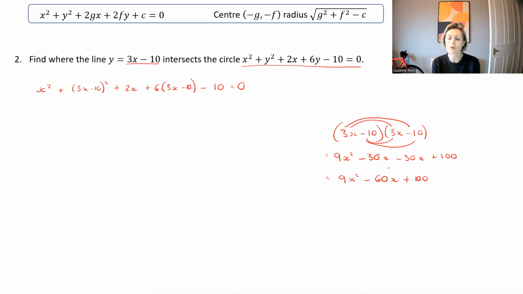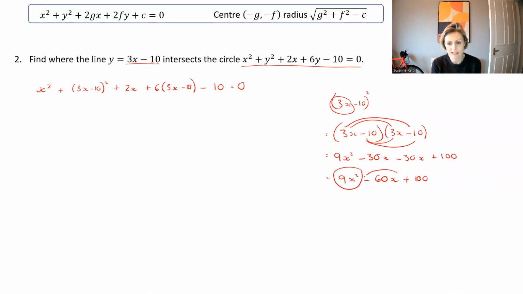Now that method will always work. And if you prefer to write the two brackets out twice and multiply it all out and tidy, that will always, always work. But if you notice that what we've got here is, if we take our 3x minus 10 squared, our question up there, what we've done here is we've squared the first thing. So squaring 3x gives you 9x squared. Then we've taken twice the product. So if you do 3x times negative 10, you get negative 30x.